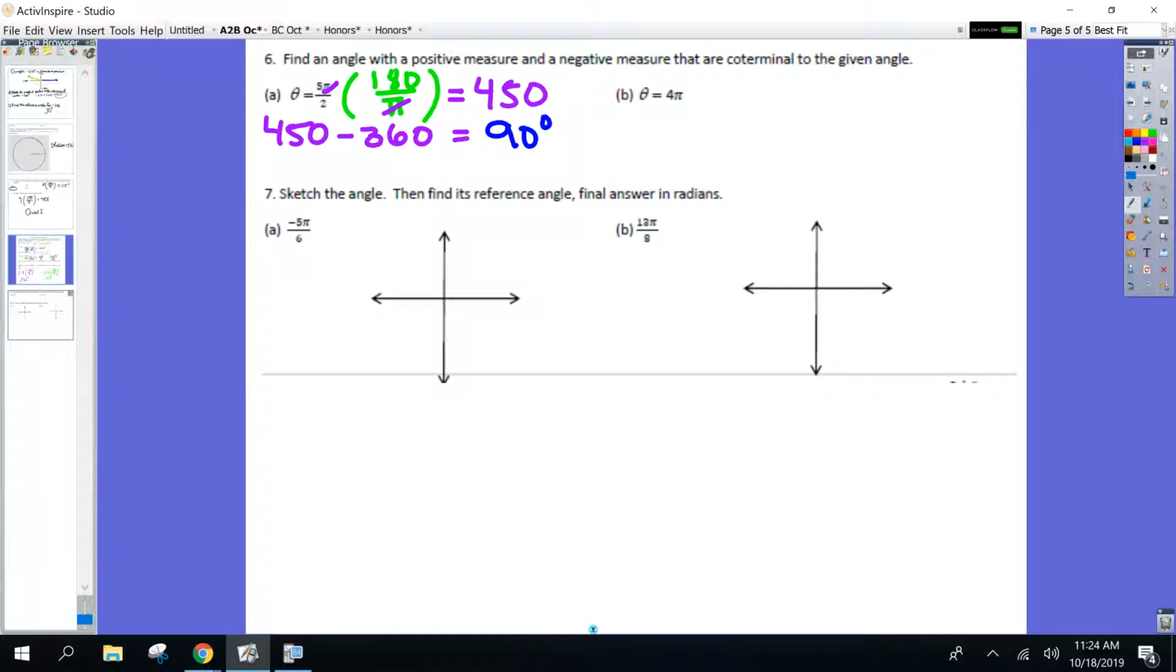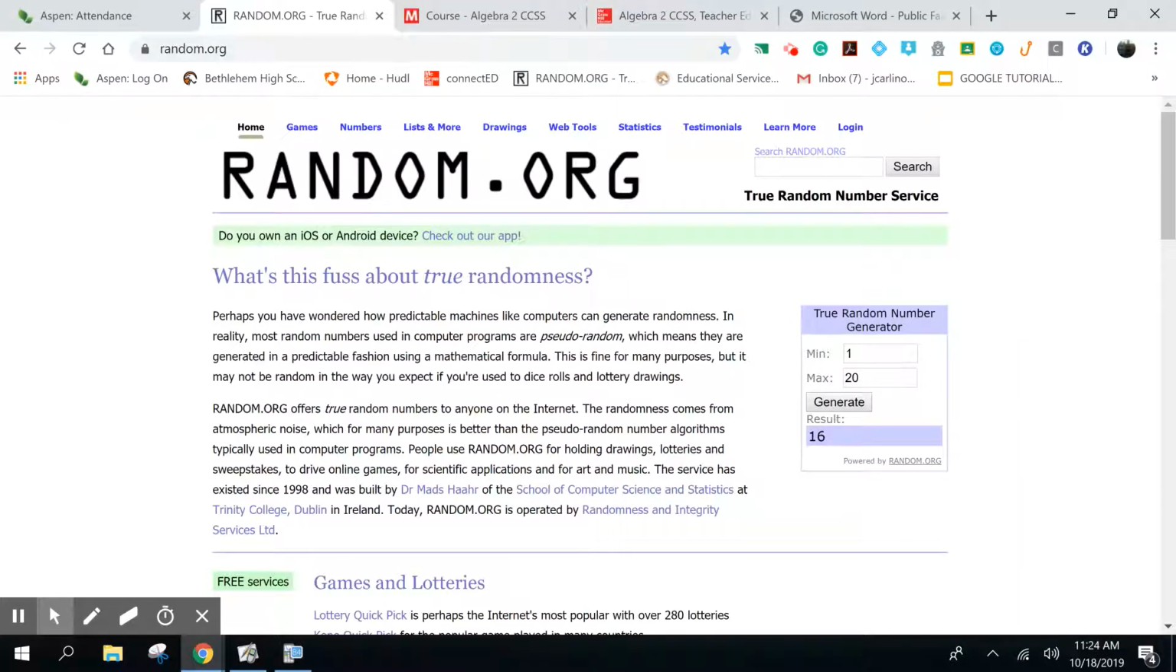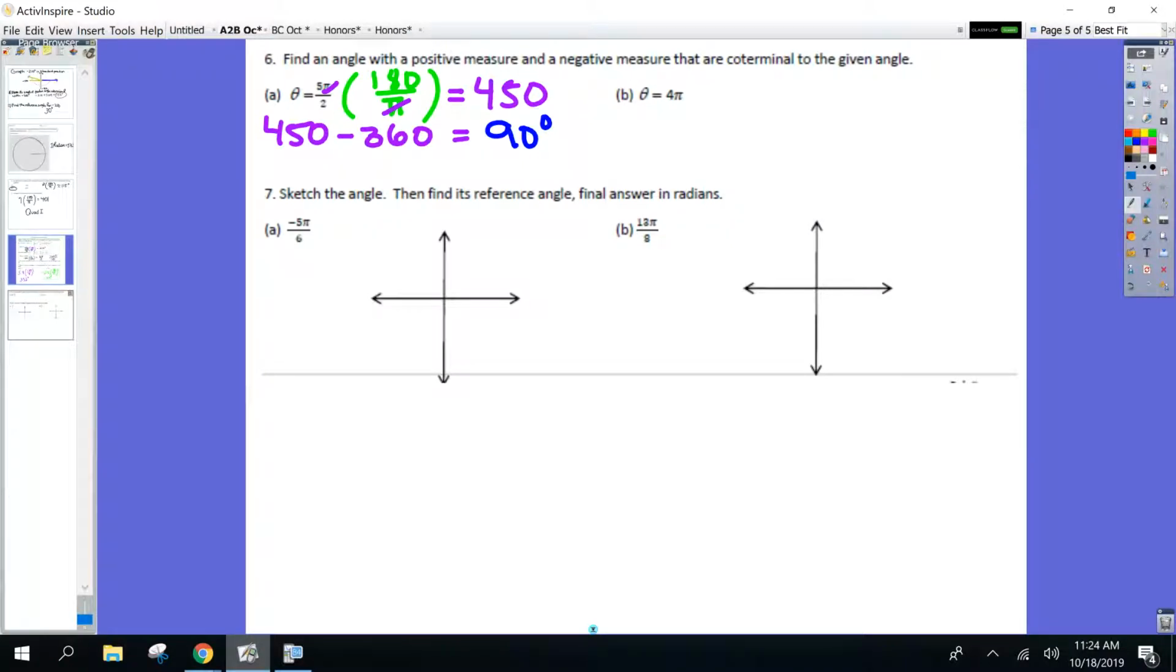How are you going to get it negative? I asked for a positive and a negative angle. You got me a positive angle, positive 90. Where do I get my negative angle from now? Keep thinking about it. Where do I get my negative? 90 is my positive angle. Keep subtracting 360. So 90 minus 360 is equal to negative 270. Yep.